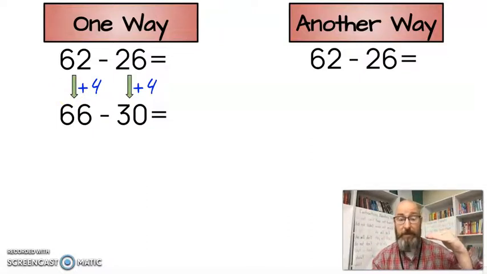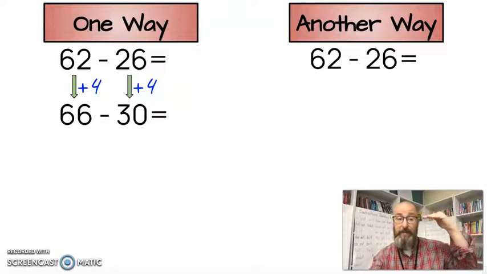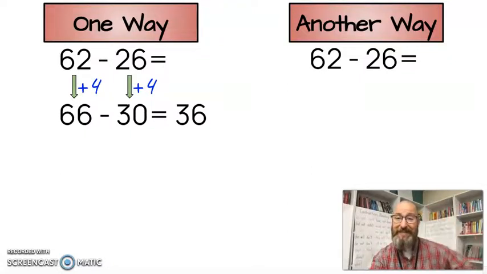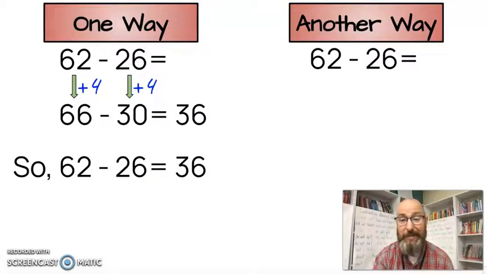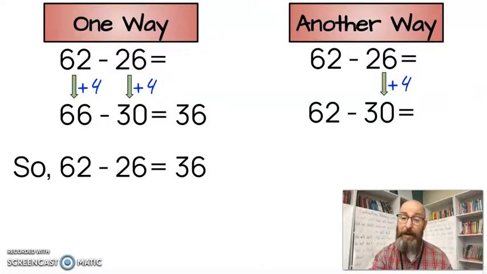Starting at 66, we're going to do 3 jumps up. 66, then 56, 46, 36. So since 66 minus 30 is 36, 62 minus 26 is the same thing because I did it to both numbers. Now again, let's try it with the other way.